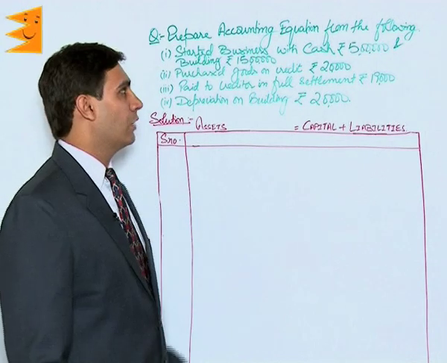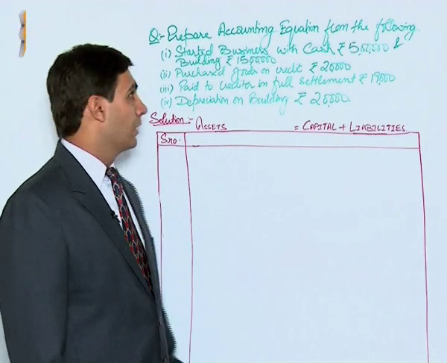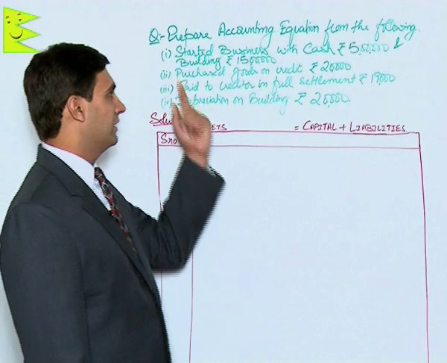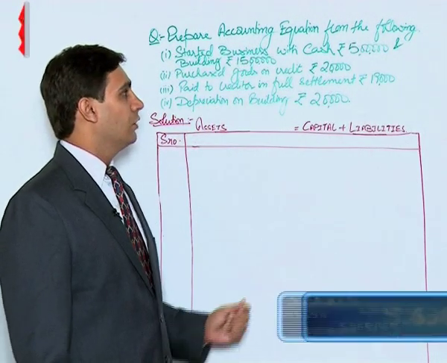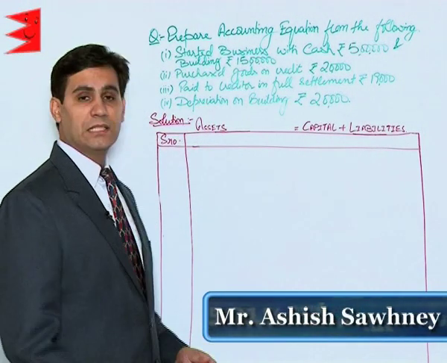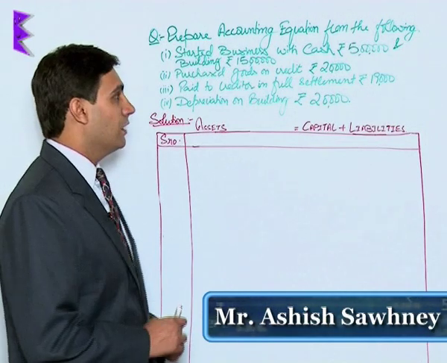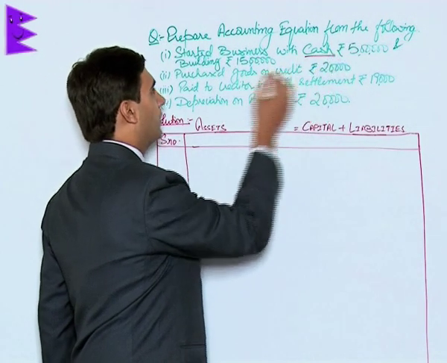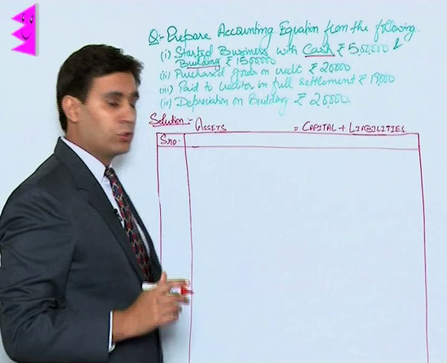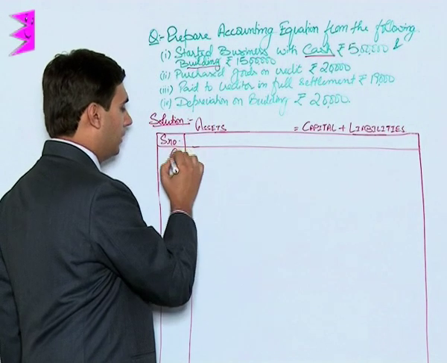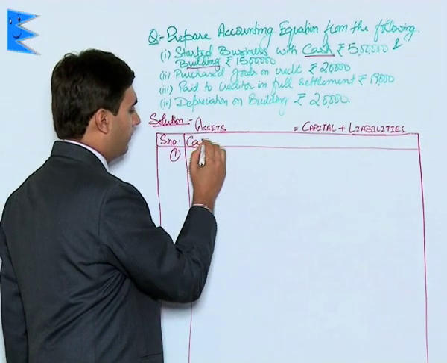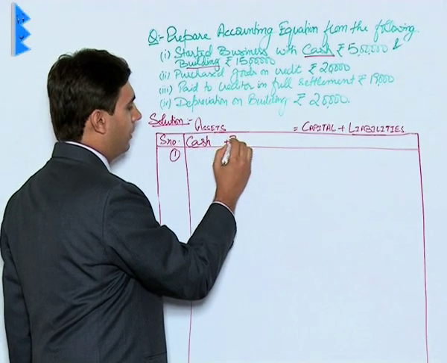Let us consider the accounting equation through another example. Now students, the first transaction here is: started business with cash rupees 5 lakh and building worth rupees 15 lakhs. That means the owner is bringing in cash and building. Both of these are assets, so under the asset column we will create a sub column for cash and another column for building.